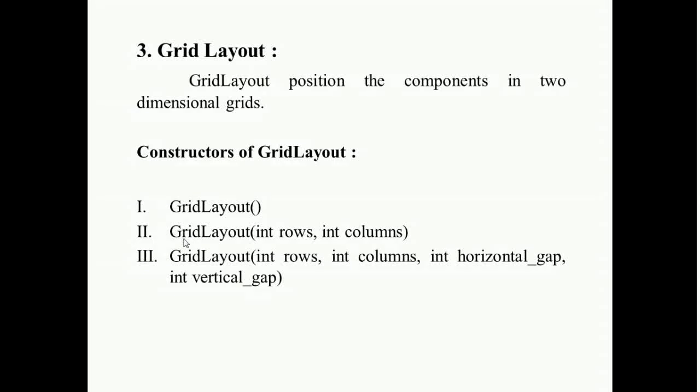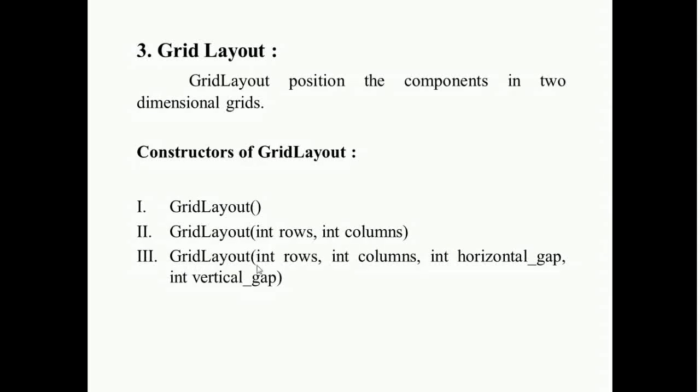The second constructor of GridLayout is GridLayout(int rows, int columns). This constructor allows us to specify the number of rows and columns. Here we mention the number of rows and number of columns that will be displayed in the window.